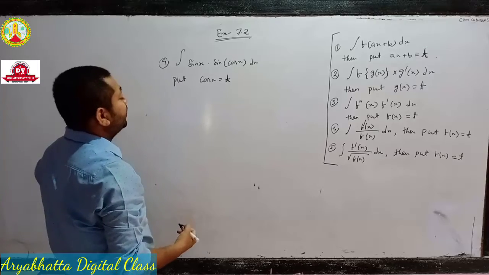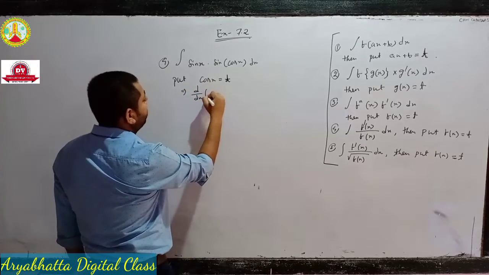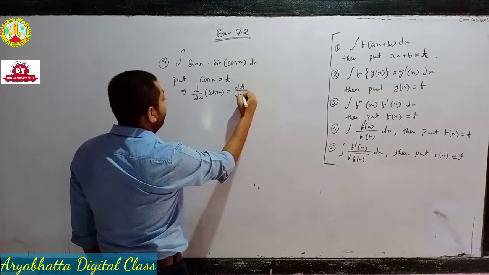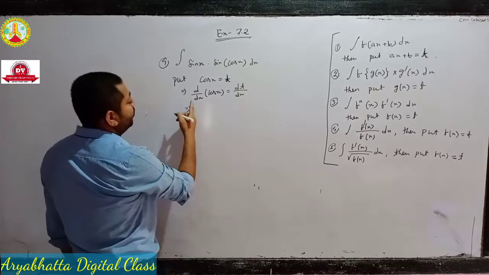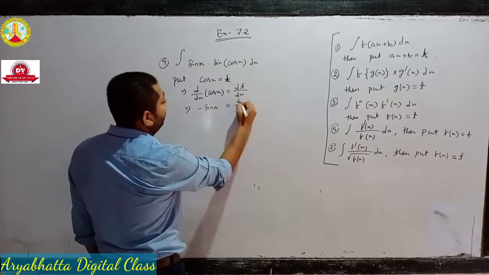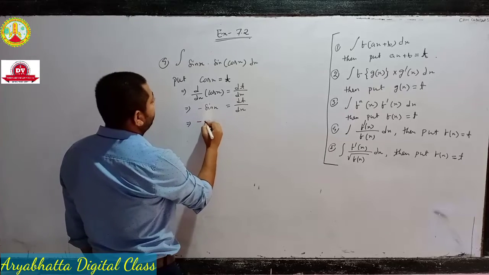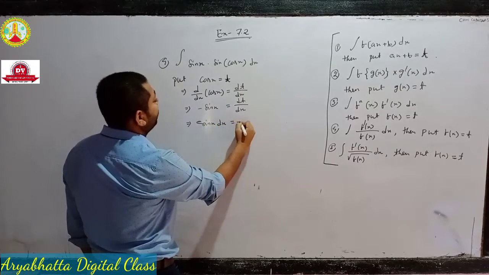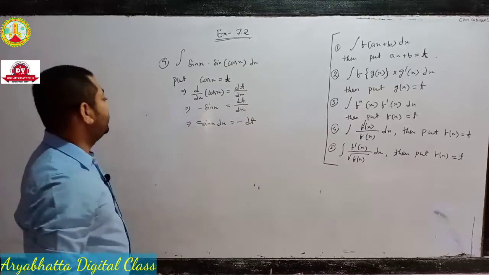Next, differentiate with respect to x. Then d by dx cos x equals dt by dx. We know that d by dx cos x is equal to minus sin x, which equals dt by dx. This implies sin x dx is equal to minus dt.